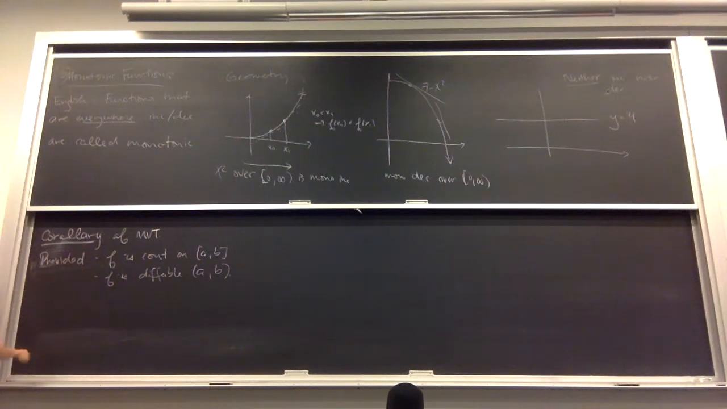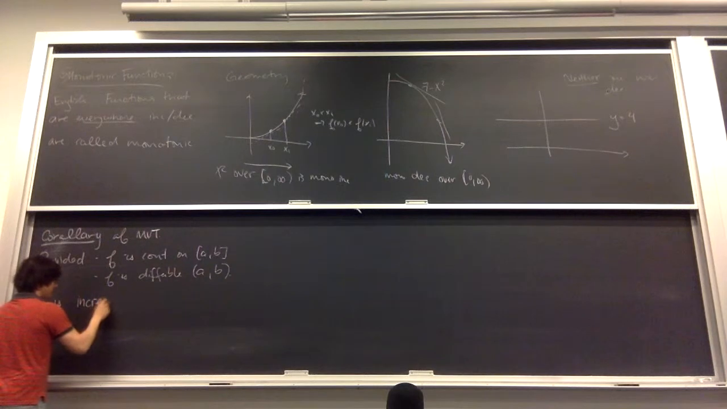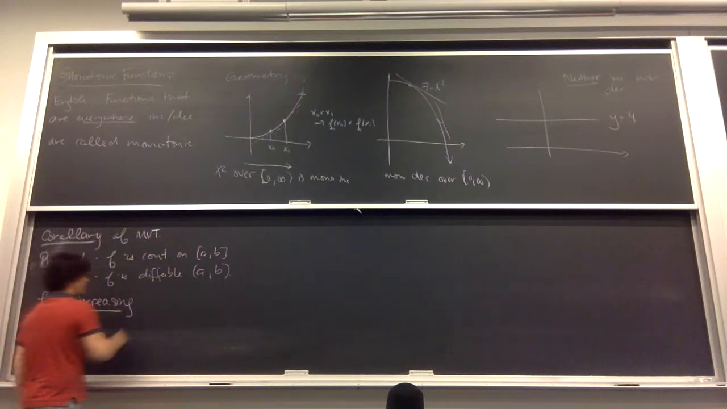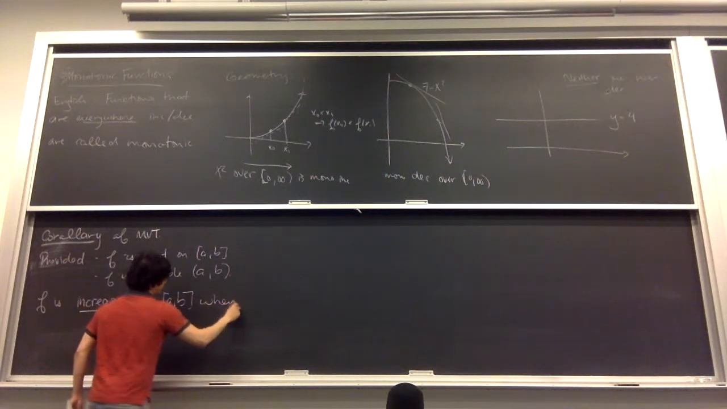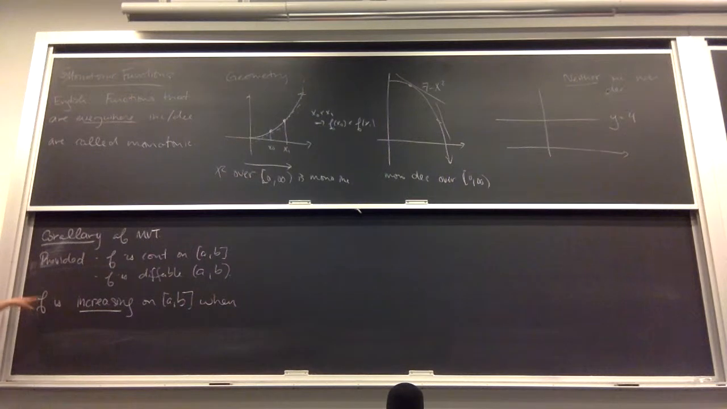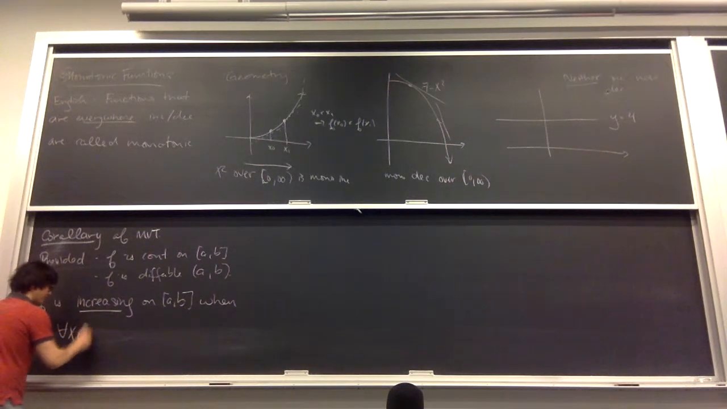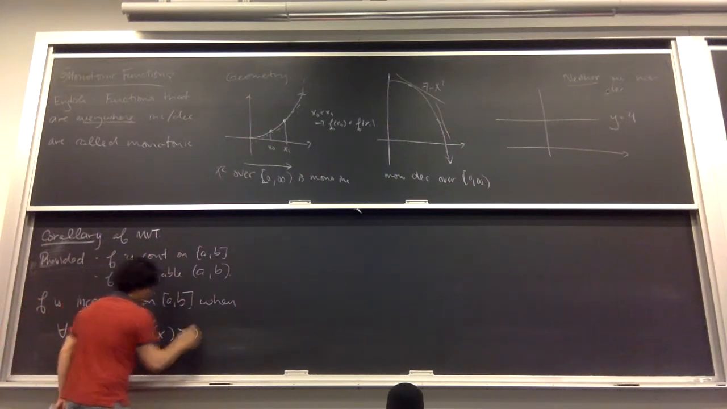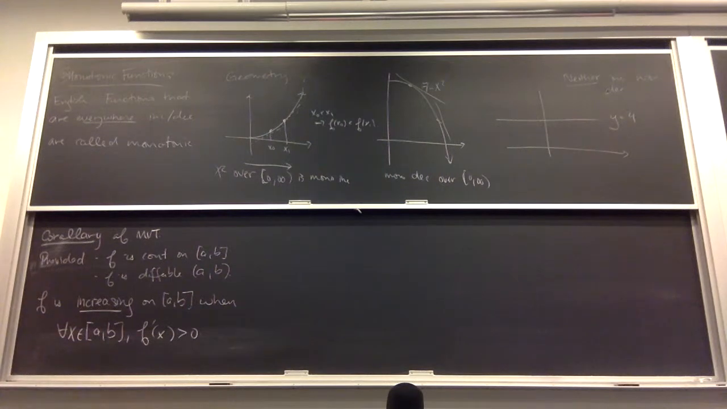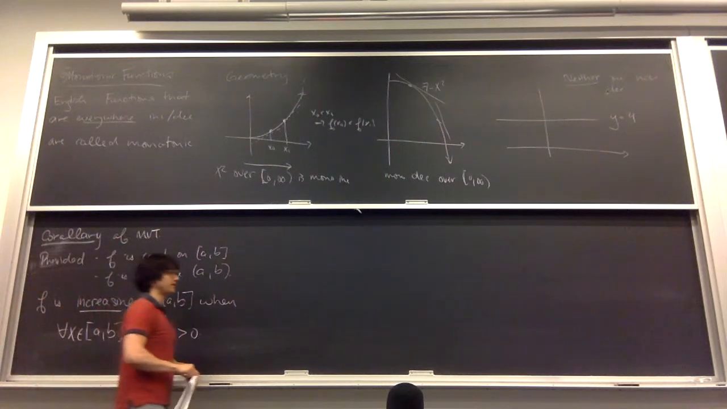Okay, so provided this is the case, then f is said to be increasing on AB when all of its derivatives are positive in this interval. So we say it like this, right? For every point in the interval, the function has to have positive slope. Strictly positive slope. Again, for every x in the interval, f prime of x has to be positive.